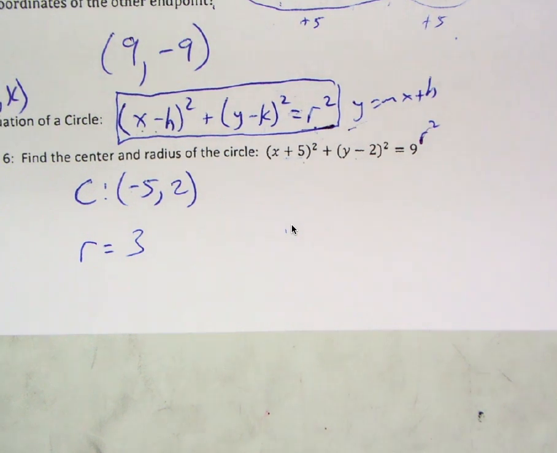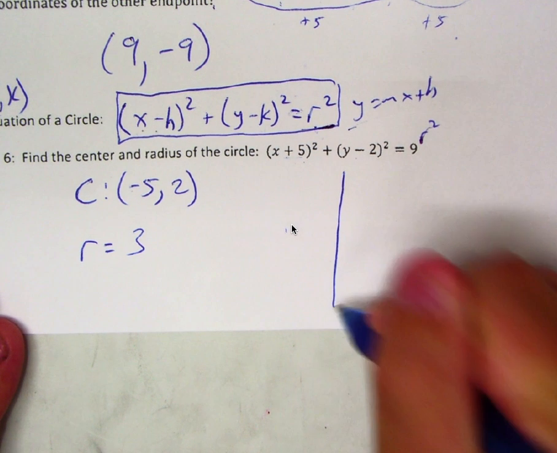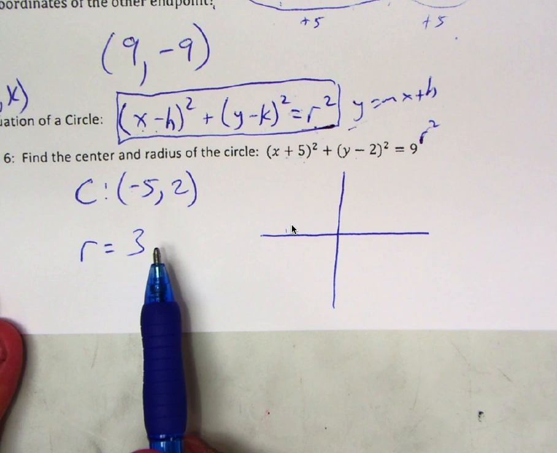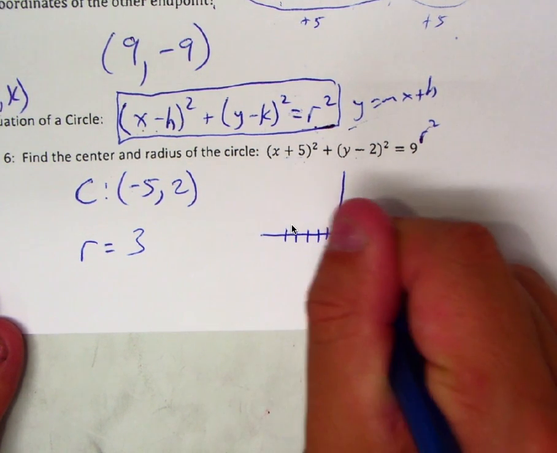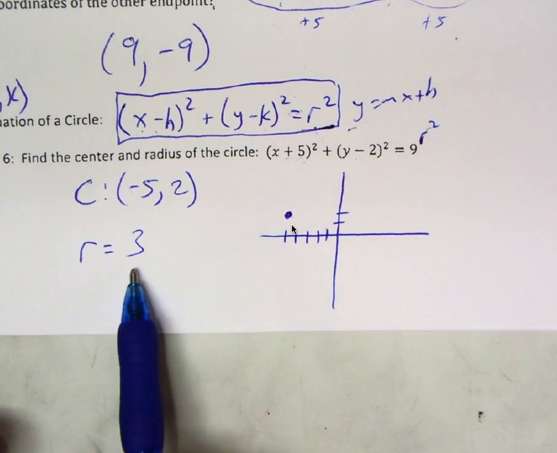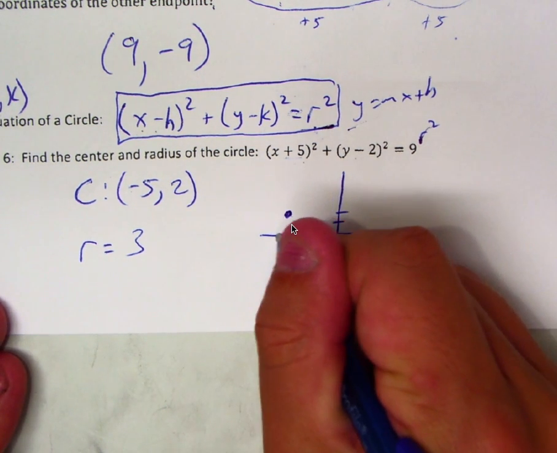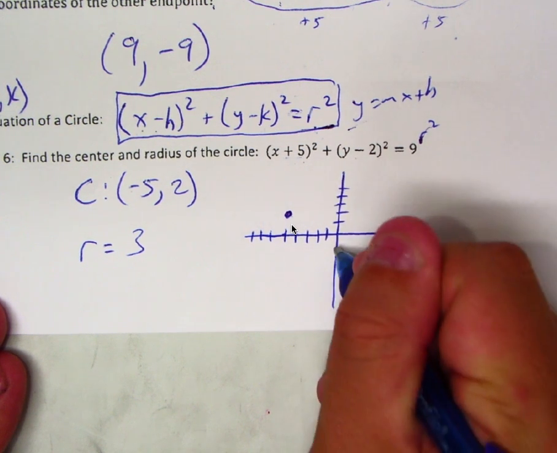The question doesn't say to graph it, but I do want to show you what it means if we could take this information and graph this circle. I'm going to plot the center at negative 5, 2. From the center, we're going to go 3 in all directions, which means we're going to go left 3, up 3, right 3, down 3, and plot points.